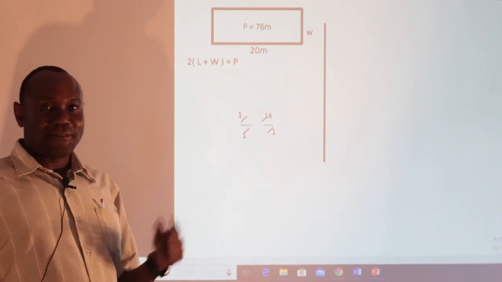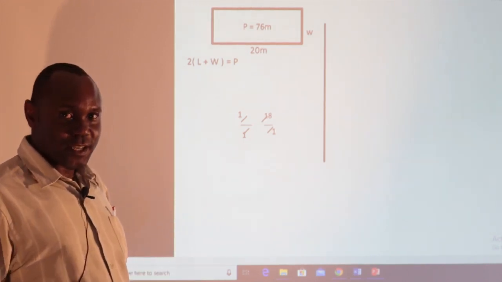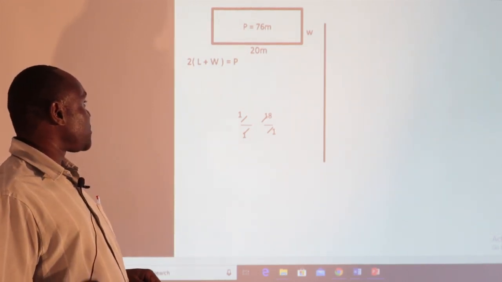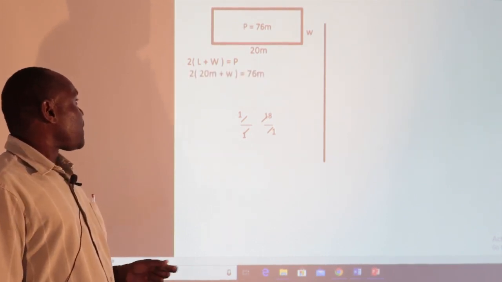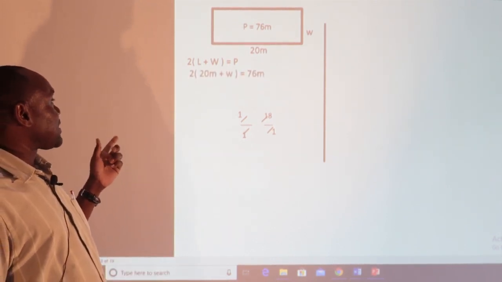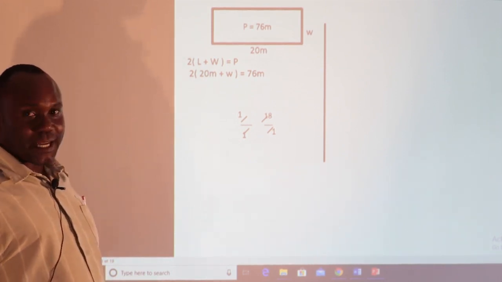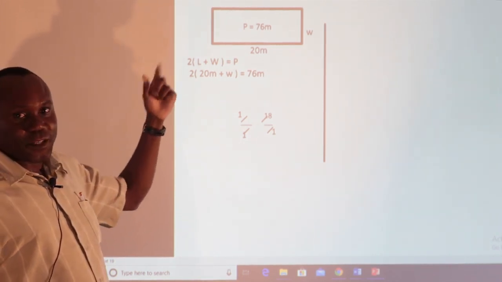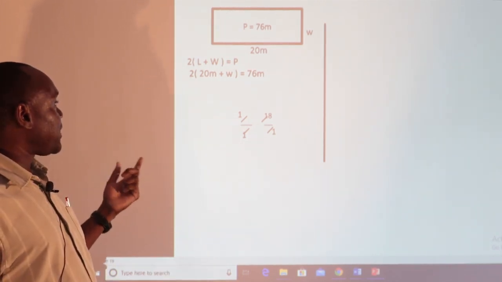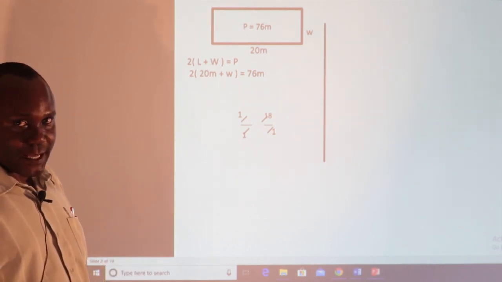Remember we said after writing the formula, the most important thing now is to substitute, and make sure that you substitute correctly. So in 2 brackets, the length we have substituted with 20 meters. We are maintaining the units, plus the width which is not given, so we maintain it as W, close the bracket, and it will give us 76 meters.